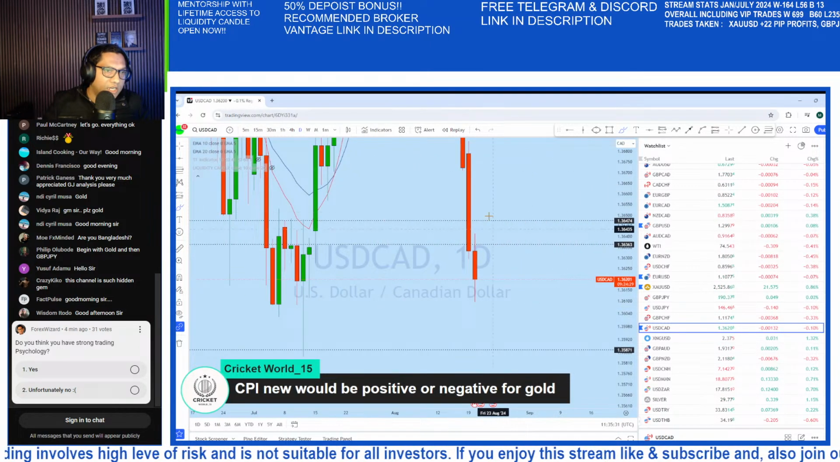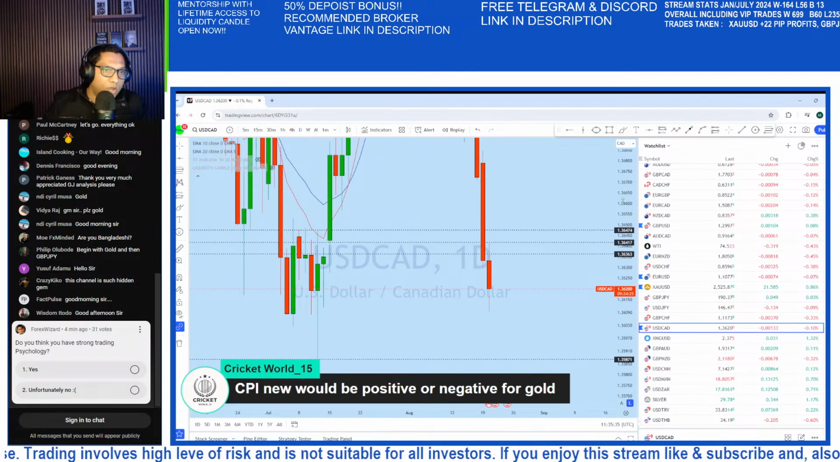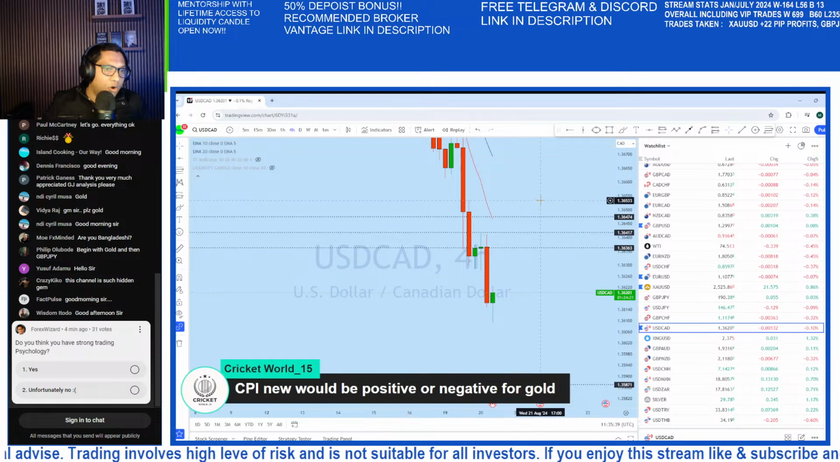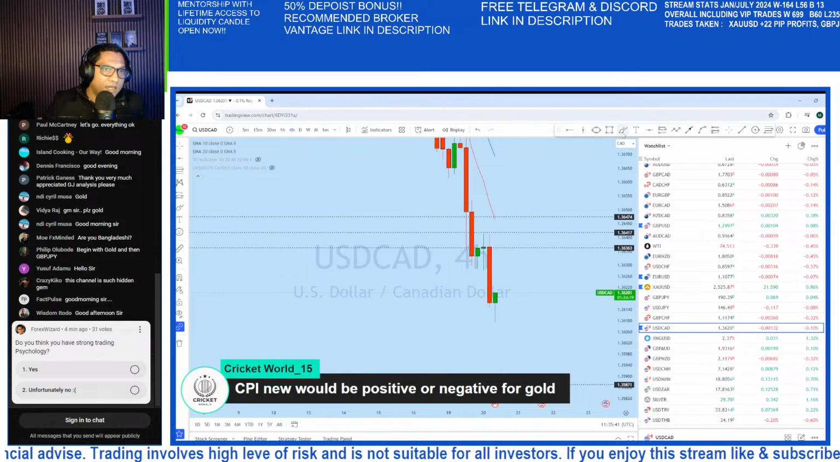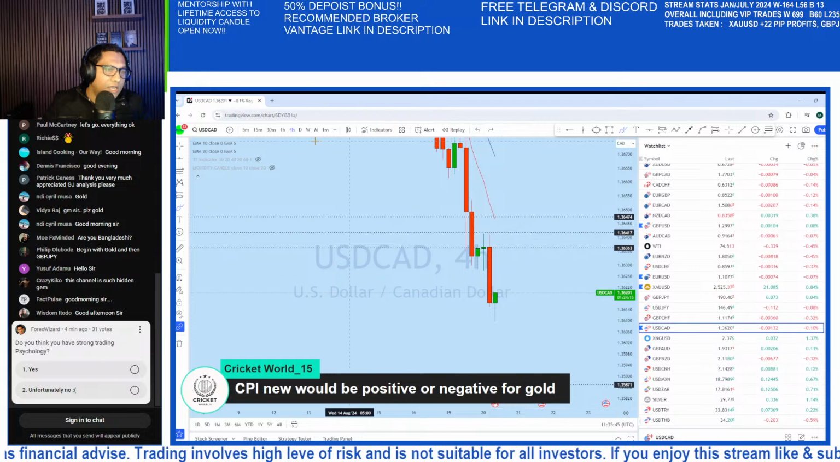Again, going to the daily to see what are the thresholds that we can look at. So these are some of the levels that we can look at on dollar CAD for the market to retest and then to drop down in that direction.